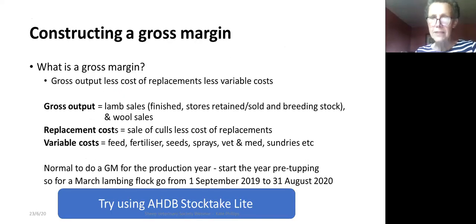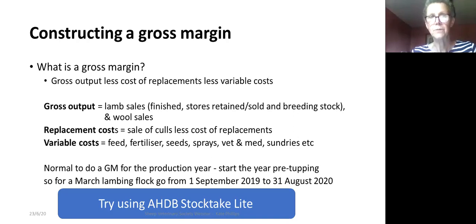Okay, so we've got the physical performance, or the outline of physical performance, and then we're going to try to look at how we would assess the output of the farm and the gross margin. A gross margin is basically the gross output, so that's the lambs sold, the wool sold, less the cost of replacements and less the variable costs: the feed, the fertilizer, the seeds and sprays and things.